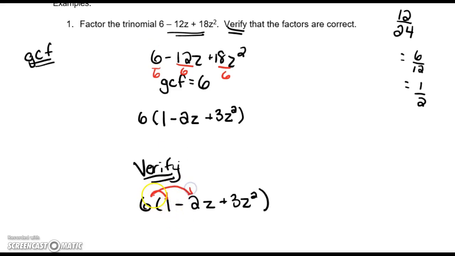Remember, my 6 is going to go to every single term. And remember, your terms are separated by plus and minus signs. So our first arrow went to 6 times 1, which is just 6. We have 6 times negative 2z, which is negative 12z. Then we have 6 times 3z squared, which is positive 18z squared. And so what we should see is that this matches exactly what we had in our original question. So that is how we know we did our work right. And then we can feel pretty confident about our answer.